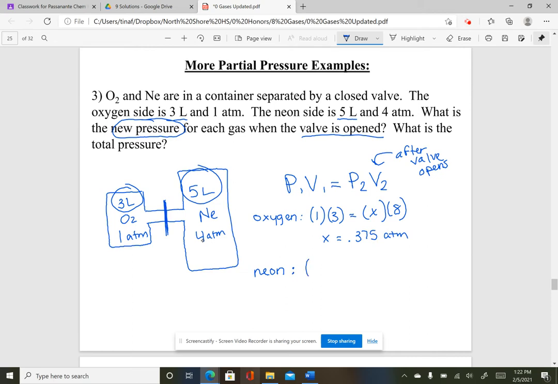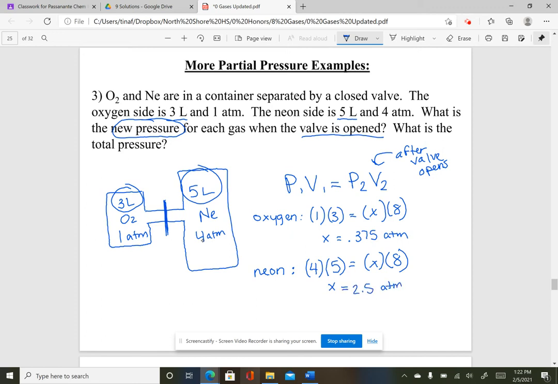Originally, my pressure was 4 on the neon side, and it was a 5-liter container. What is my new pressure when the valve opens? Now, the neon has 8 liters of space to spread out in as well. And if you solve for X, you get 2.5 ATMs.